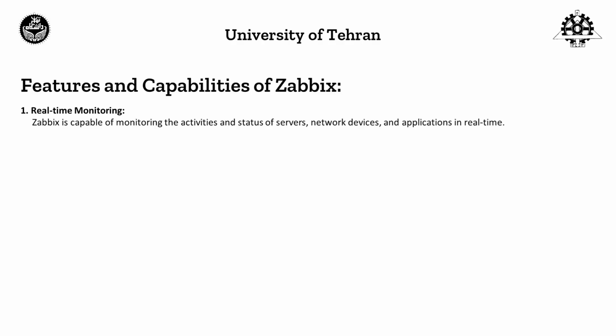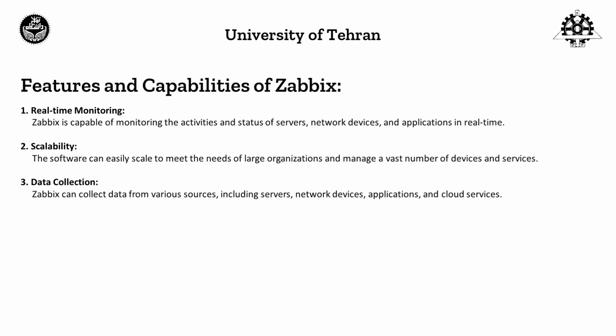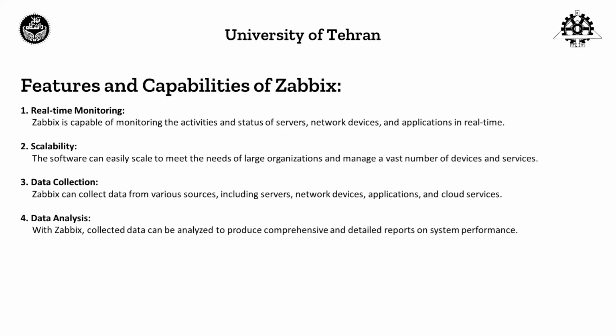1. Real-time monitoring. Zabbix is capable of monitoring the activities and status of servers, network devices, and applications in real time. 2. Scalability. The software can easily scale to meet the needs of large organizations and manage a vast number of devices and services. 3. Data collection. Zabbix can collect data from various sources, including servers, network devices, applications, and cloud services. 4. Data analysis. With Zabbix, collected data can be analyzed to produce comprehensive and detailed reports on system performance.